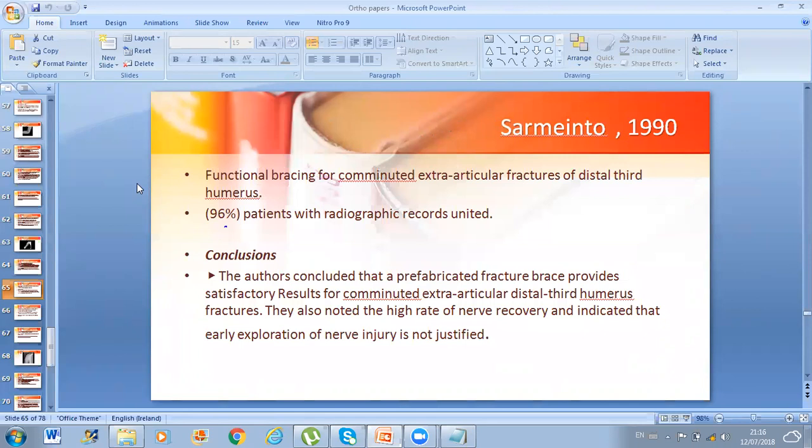He quoted that with functional bracing of comminuted extra-articular distal third humerus fractures, 96% of the fractures will unite. He also quoted, Abid, I will answer your question. The author concluded that the prefabricated brace provides a satisfactory result for comminuted extra-articular distal third fractures. He also noted the high rate of nerve recovery and indicated that early exploration of the nerve is not justified.